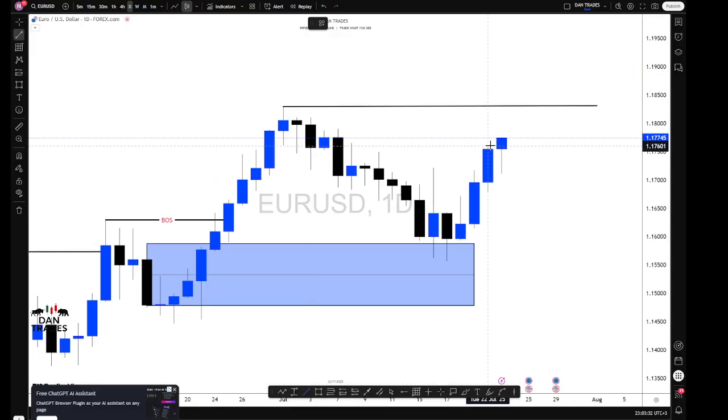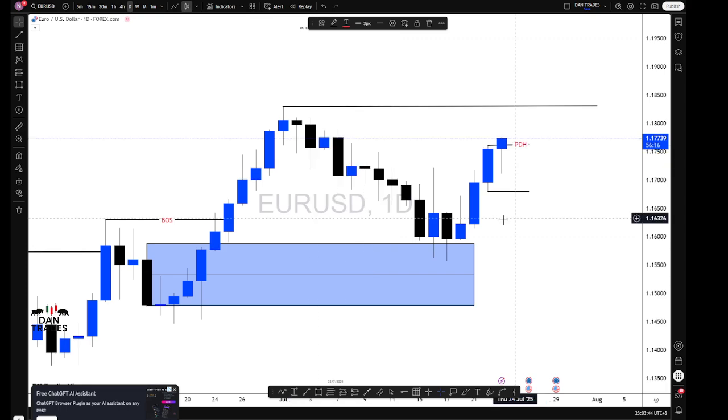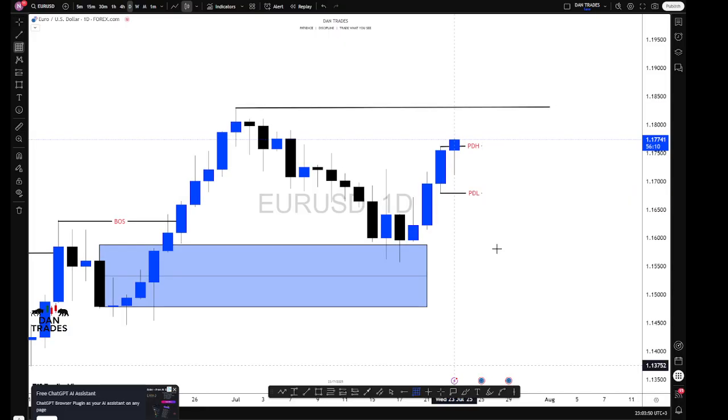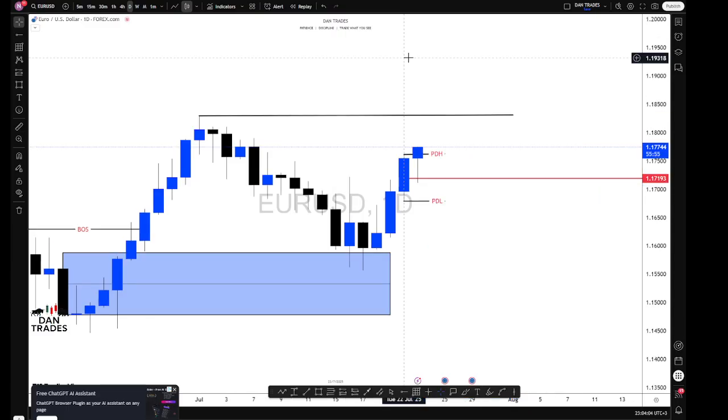The first thing you wake up, just mark the previous day high like that, and the previous day low, right? So, and after that, you mark the 50% of the previous day candle, right? So that's the 50% of the previous day candle, like that. And again, you could have added this confluence at around this area.